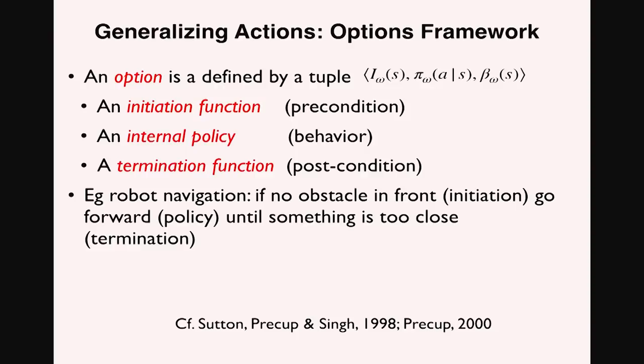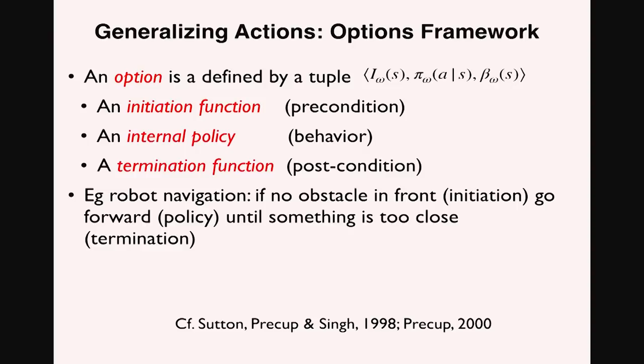And options very closely mimic the ideas of, let's say, controllers from robotics, or macro actions from classical AI. The idea is that the agent has a set of preconditions where an option could be initiated. If the option initiates, it's going to take control and it's going to execute for some while. That means it has an internal policy. And then it's going to reach an end or a termination function. And when the end is reached, then the agent is free to choose something else to do.